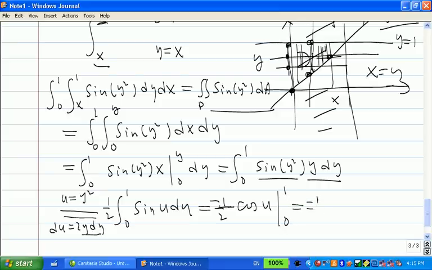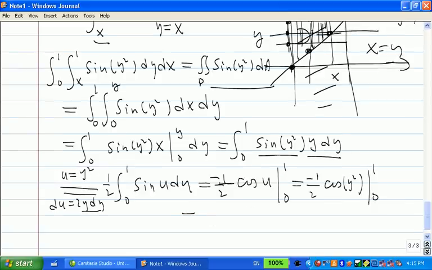Let me now change it back. What's your u? y squared. Now you evaluate from 0 to 1. So you put 1 there, which gives you minus 1/2 cosine 1. Then minus, replace y by 0, and cosine 0 gives you that.